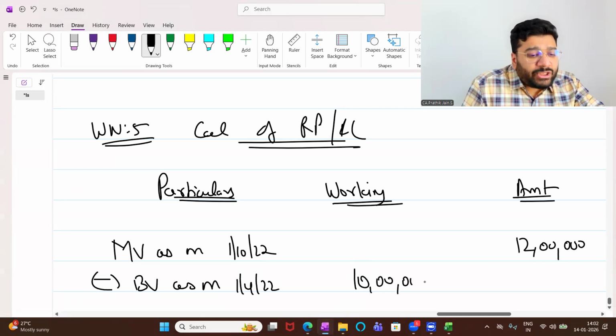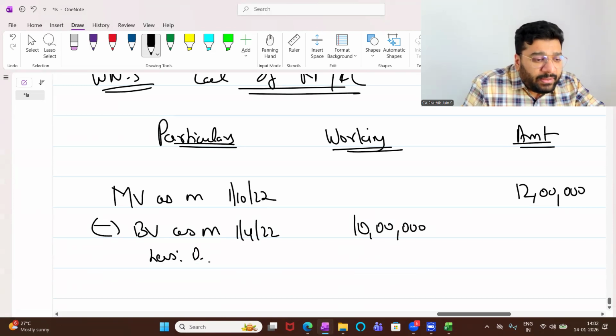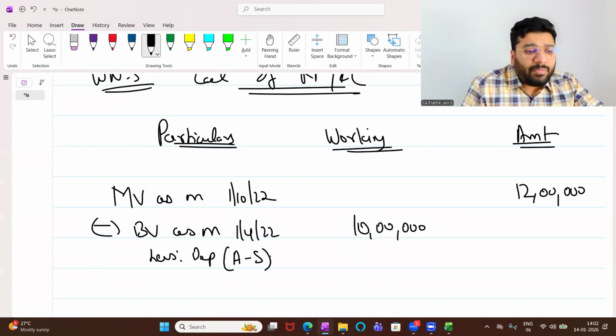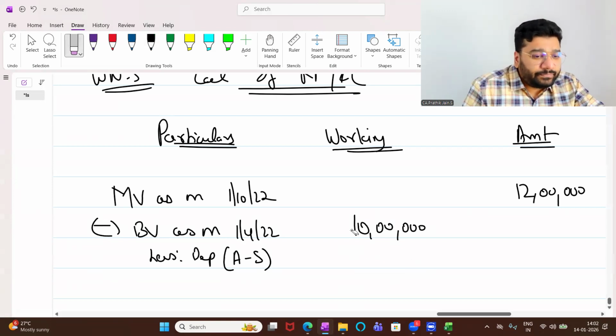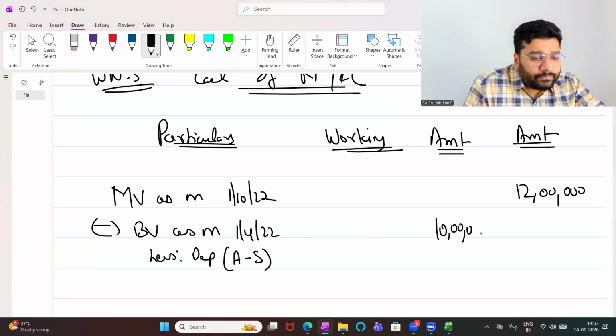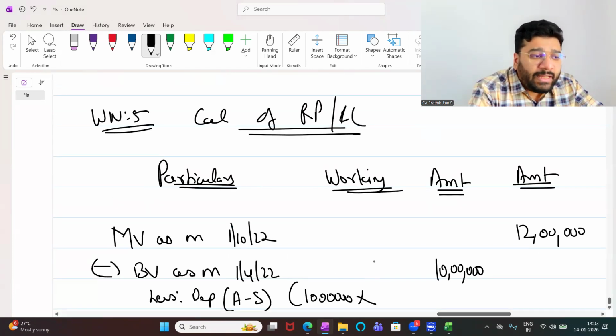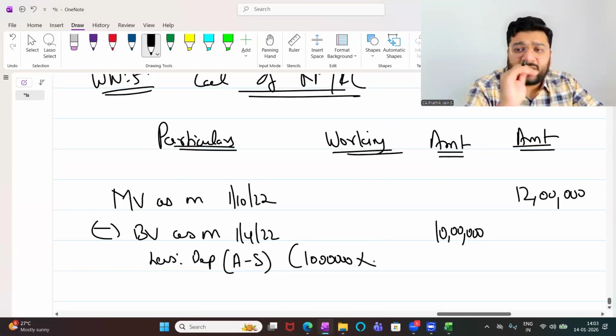From this, I have to minus depreciation for 6 months. So again, less depreciation from April to September, 6 months. How much is it? You can put two amount columns. Oh my God, I'm stuck here. I don't know what the rate of depreciation is. So therefore, I have to go to working note number 6. I hope you're able to understand what I'm trying to do. Observe, don't do anything, just observe.